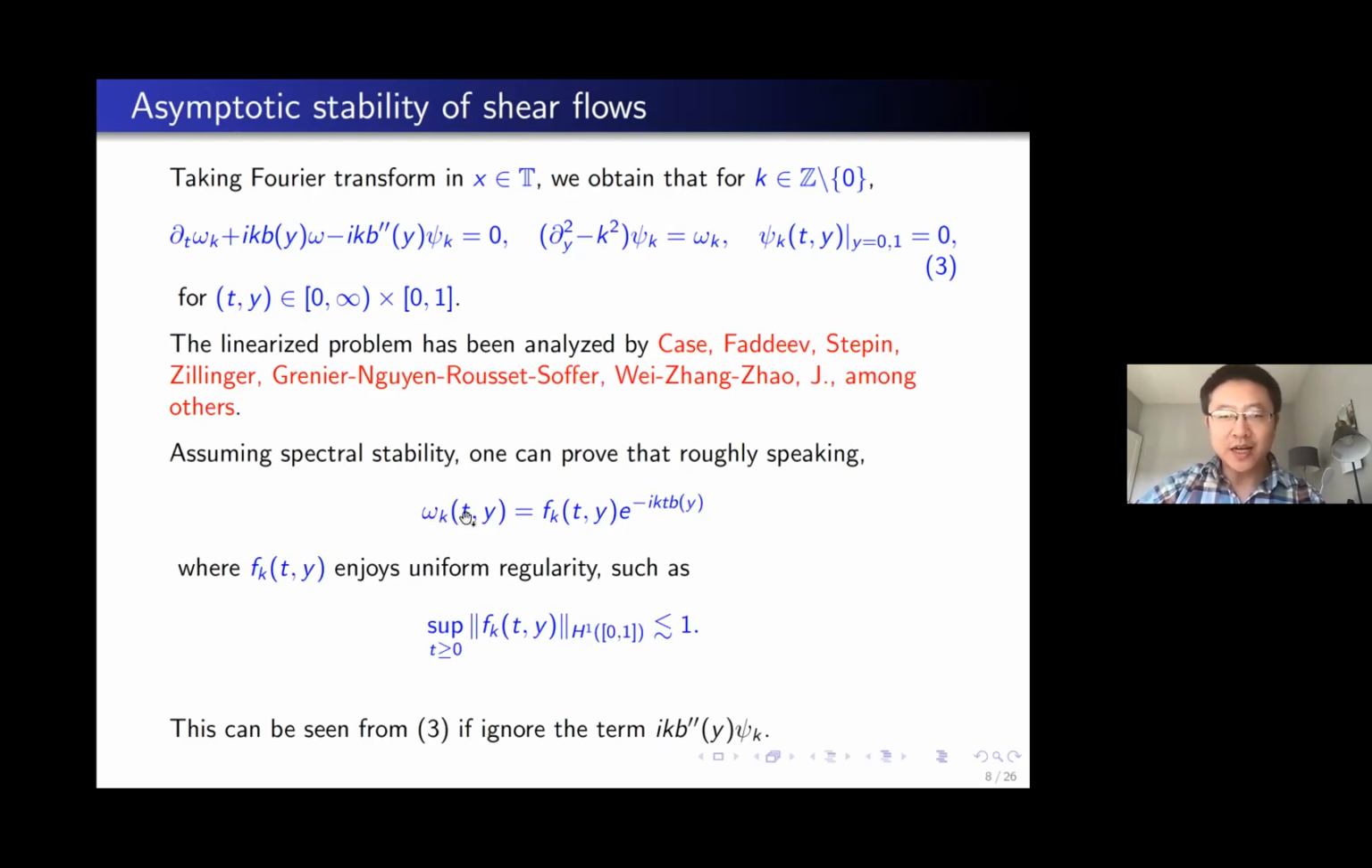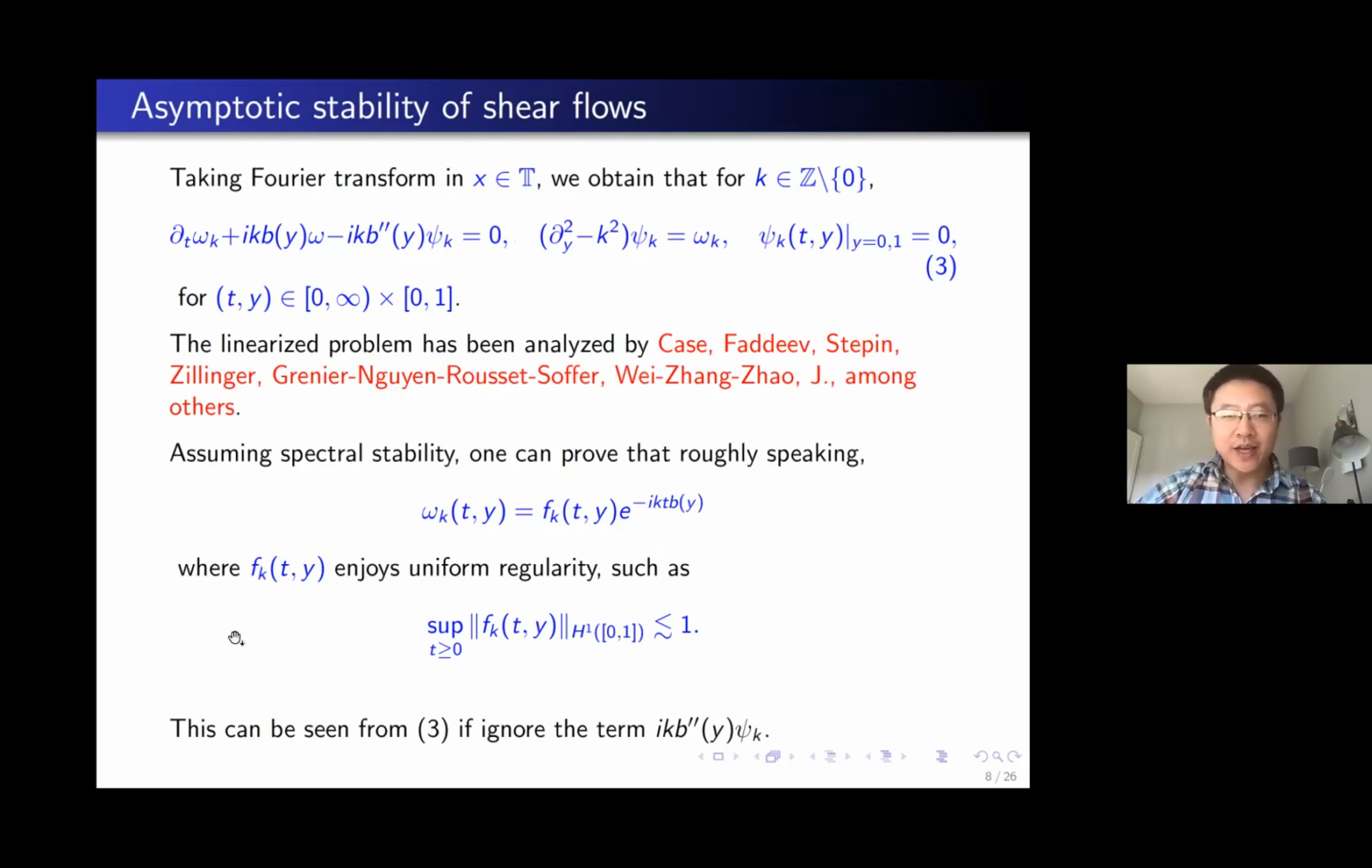This is exactly like the example that we had. Your omega k(t,y) can be written as f k(t,y) times this oscillatory factor. This can be seen if you forget about this mild non-local term. The non-local term is smoother than omega k, since psi k is smoother than omega k. So at least heuristically, let's first ignore this term. Then of course it will be exactly this, where f k is even independent of t. But if you turn on this non-local term, we can still write it like this. This is still the correct way to write it.